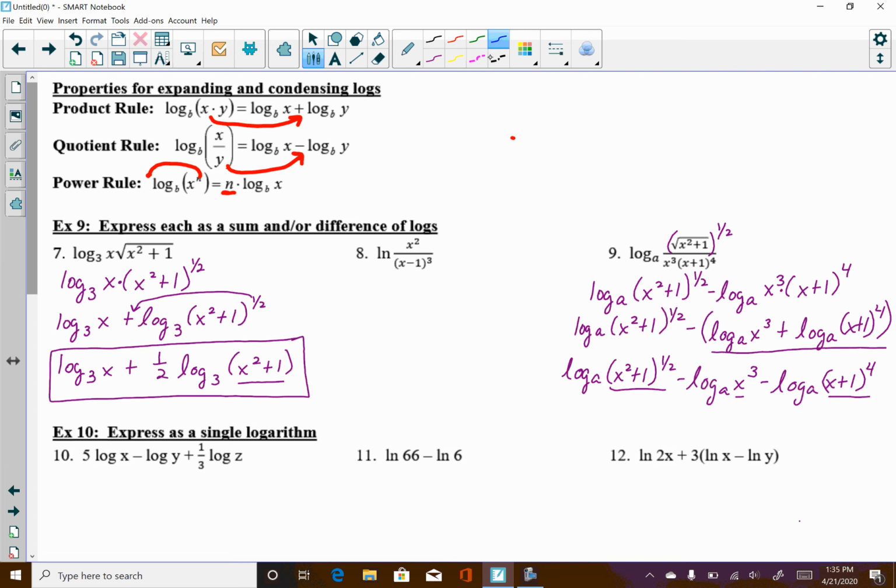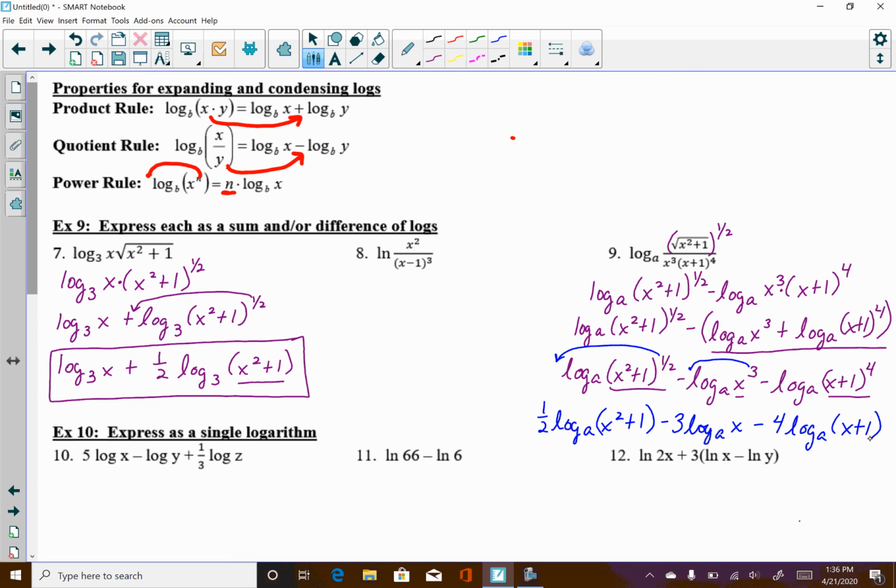I've got one more step, and that is to pull all of those powers down as coefficients in front. So it will look like this. 1/2 log base a of x squared plus 1 minus, pull that 3 down in front, 3 log base a of x minus 4 log base a of x plus 1.